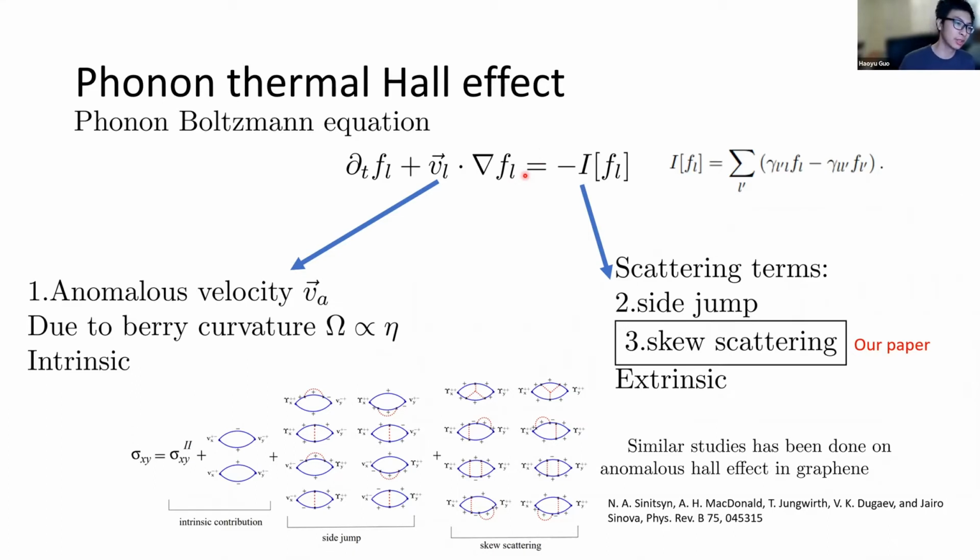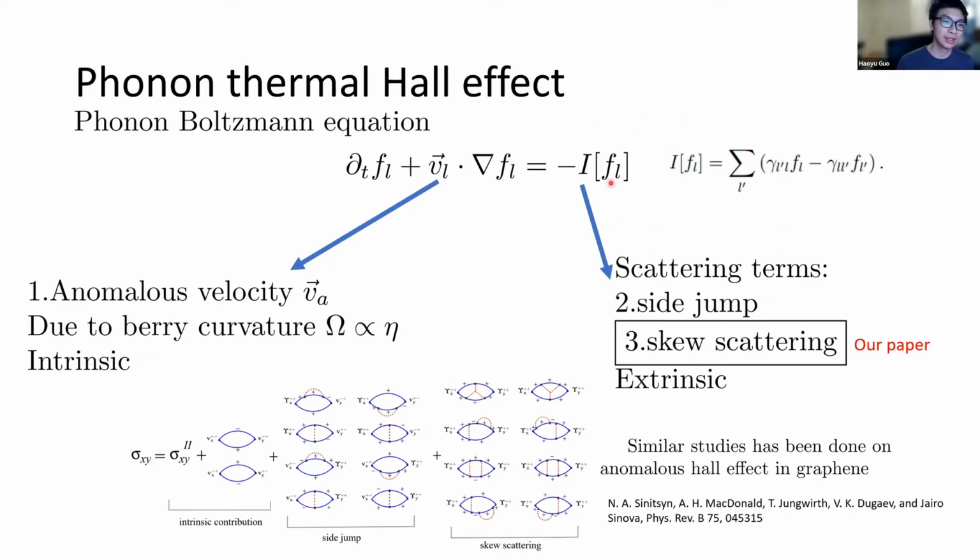As far as we understand, there are three different mechanisms by which phonon Hall viscosity can contribute to the thermal Hall effect. The first mechanism, on the left hand side, is the familiar one, as in the charge Hall effect: the anomalous velocity term v_A. It's just due to the Berry curvature of the phonon band. This mechanism is more or less topological. It doesn't care about the geometry of your sample, or about whether you have impurities or not.